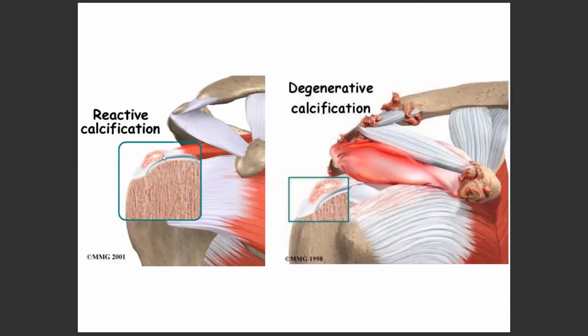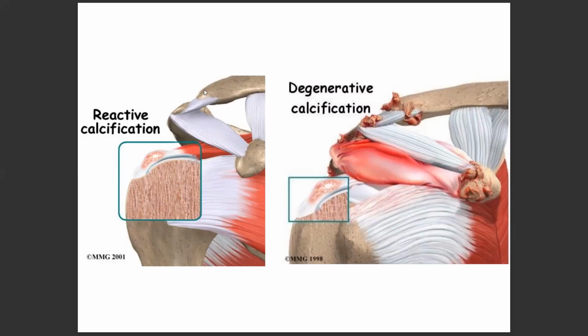So here we can see an active calcification, a reactive calcification. This is the degenerative calcification. These are the degenerative changes. We can see here these degenerative changes on all the sides. This is the clavicle, this is the acromion, this is the coracoid, and we can see the degenerative changes on the coracoid, acromion, and clavicle everywhere. So this deposition of calcium is known as degenerative calcification.